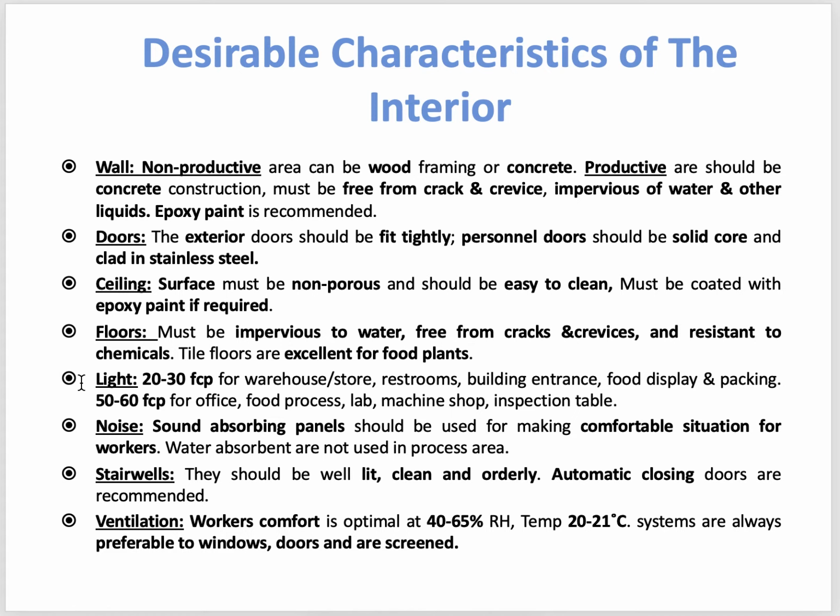Okay, lighting. What kind of light or how much light should there be inside the plant? For warehouse and store, restrooms, building entrance, food display and packing, 20 to 30 FCP light will be enough. FCP is a unit of light. By the number of FCP, we can gauge how much light there is. For office, food process, lab, machine shop, inspection table, you should use more light, 50 to 60 FCP, right?